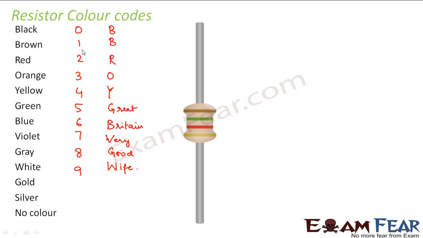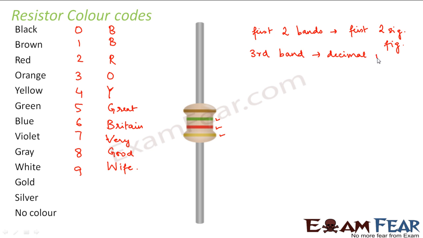Now what does this number represent? When you look at these rings, which we call color bands, the first two bands represent the first two significant figures, right? Let us suppose this is my first band, this is my second band. The first two bands represent the first two significant figures. The third band represents the decimal multiplier, okay?